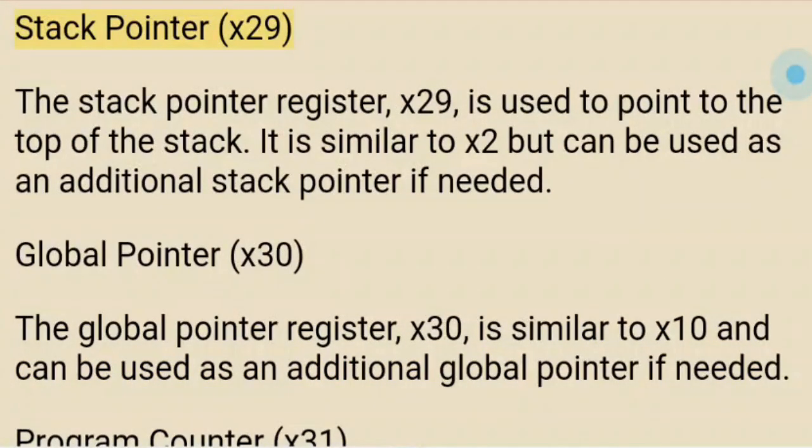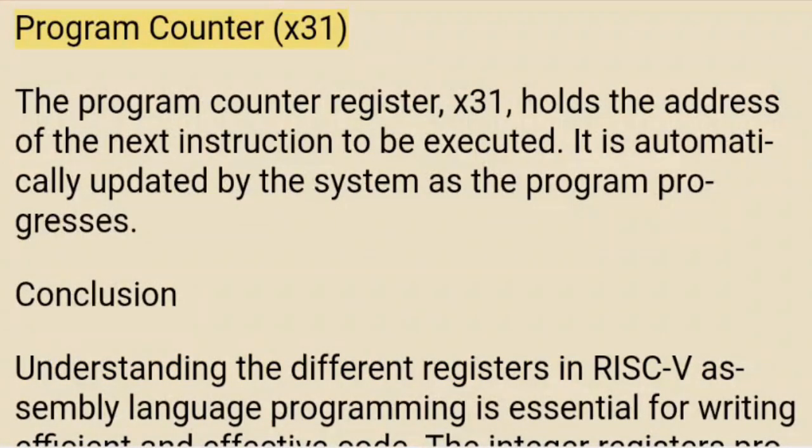Stack pointer, X29. The stack pointer register, X29, is used to point to the top of the stack. It is similar to X2 but can be used as an additional stack pointer if needed. Global pointer, X30. The global pointer register, X30, is similar to X10 and can be used as an additional global pointer if needed. Program counter, X31. The program counter register, X31, holds the address of the next instruction to be executed. It is automatically updated by the system as the program progresses.